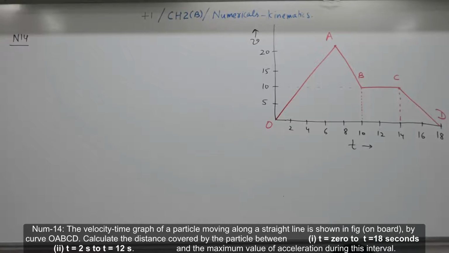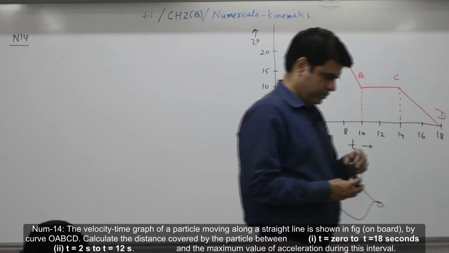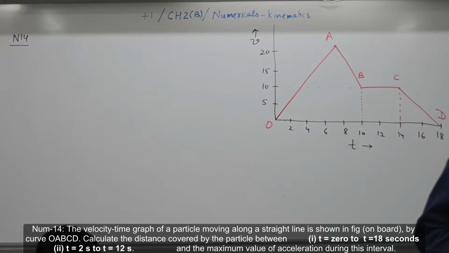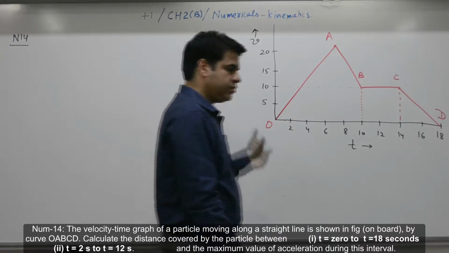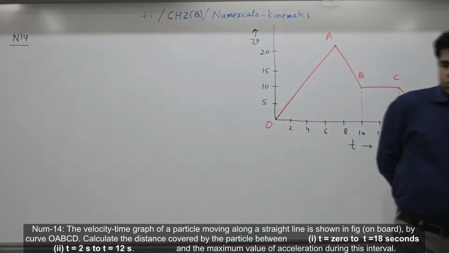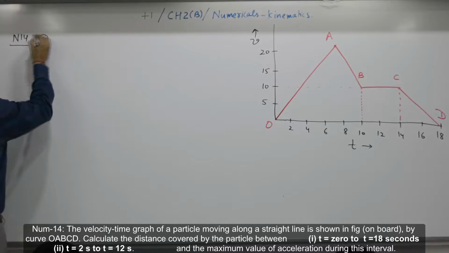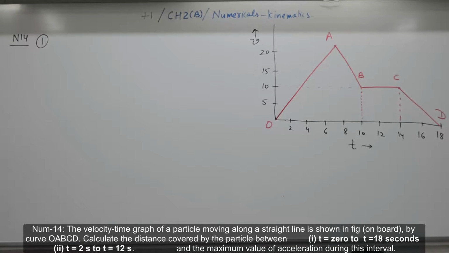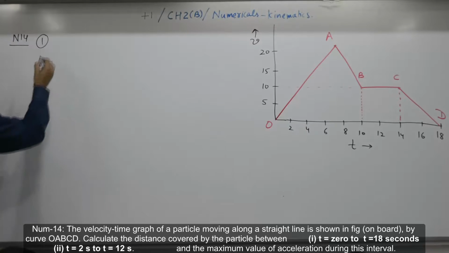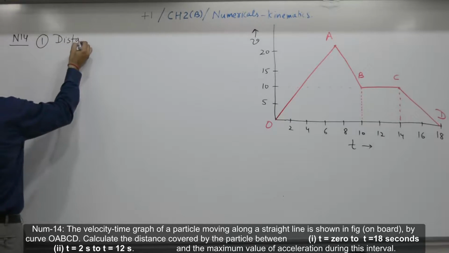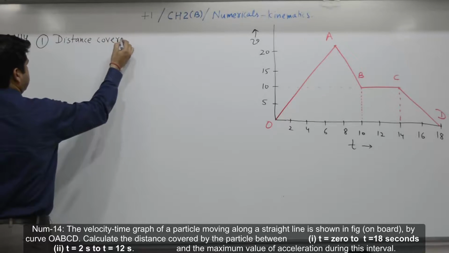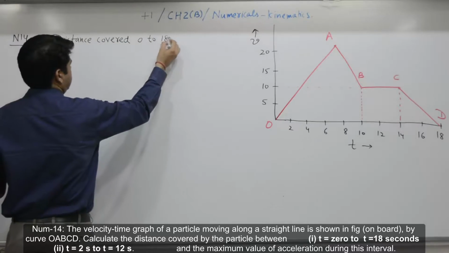Distance covered by the particle between 0 to 18 seconds. First part. Solve the first part. First part is what? Distance covered by the particle, 0 to 18 seconds.